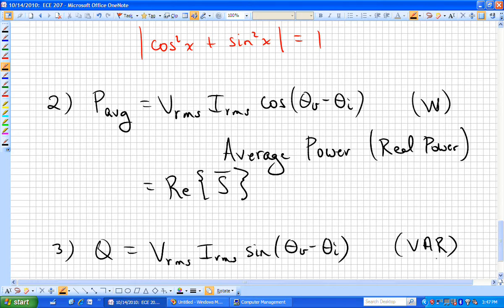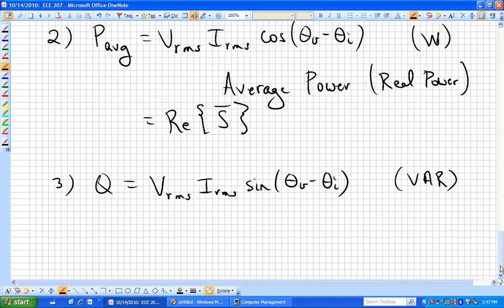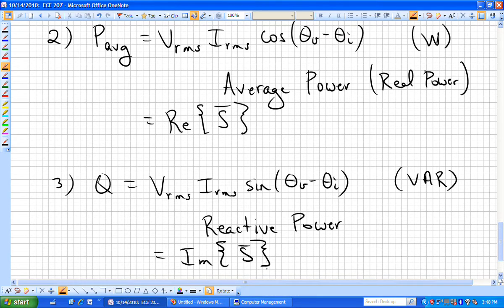VAR, volt amperes reactive. We call that our reactive power. Or that's the imaginary part of S bar.